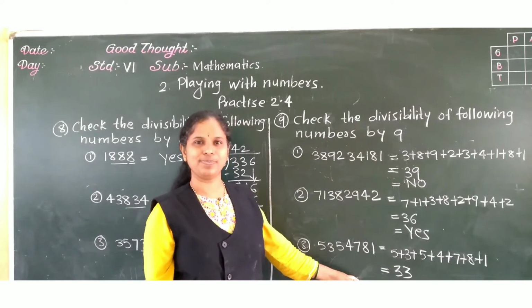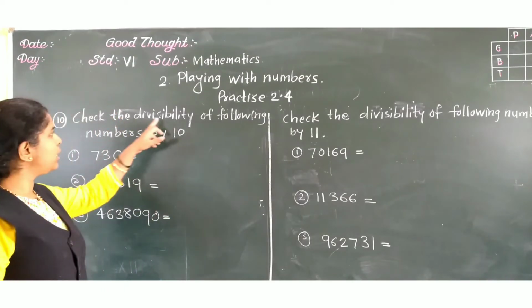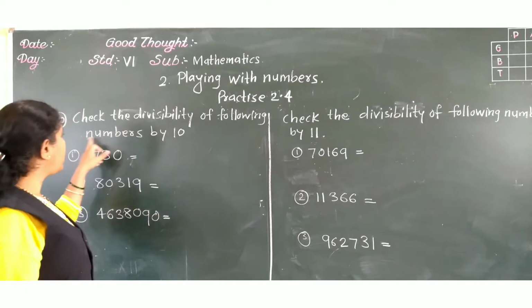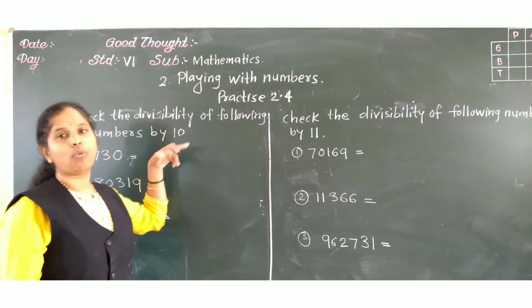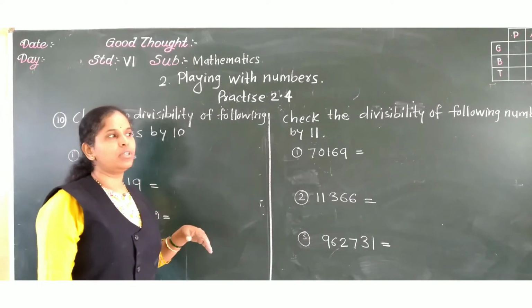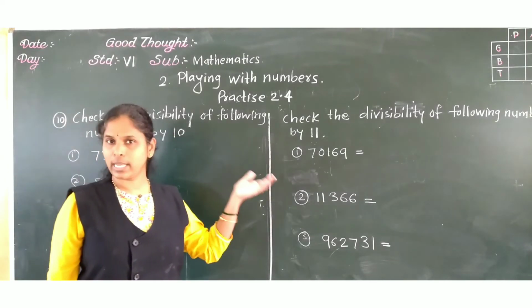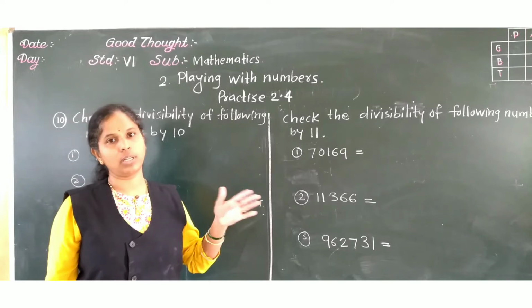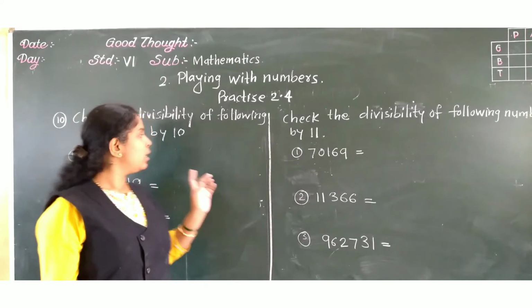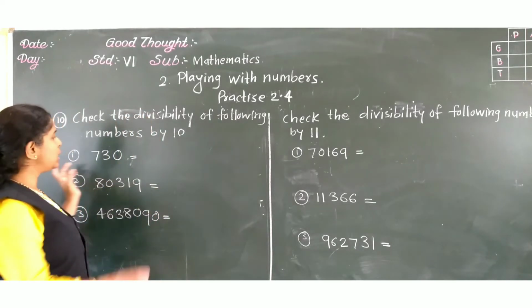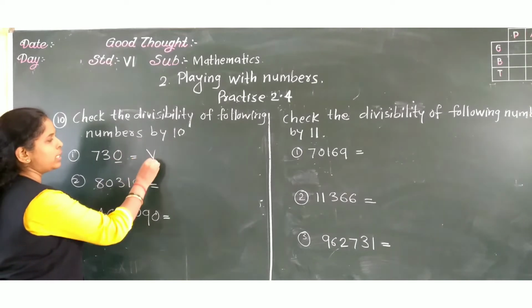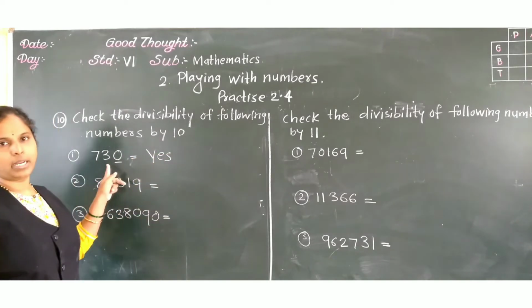Followed? Question number 10. Check the divisibility of following numbers by 10. What is the test for 10? If 0 is there at the unit place, then the number is divisible by 10. Now see, look at here. 0 is there at unit place. So, yes, we can divide this number by 10.